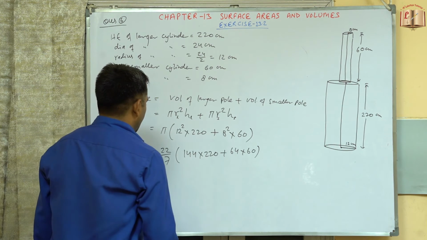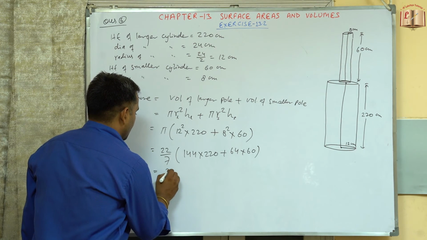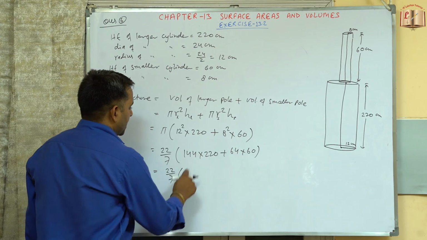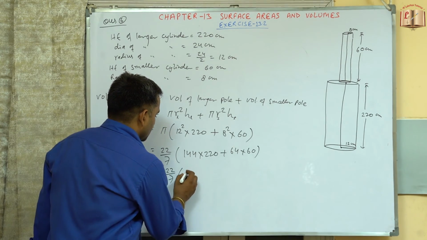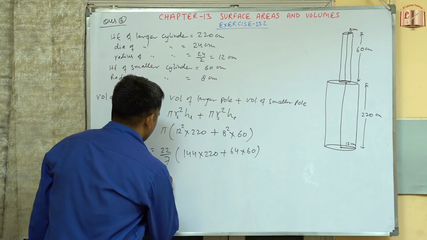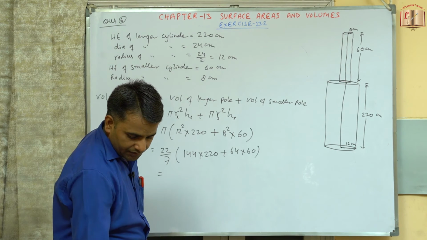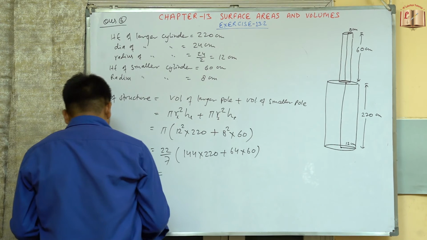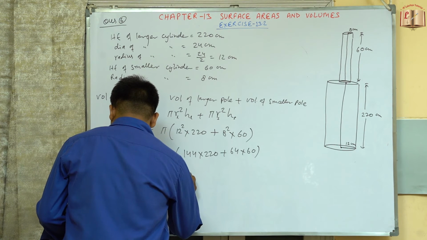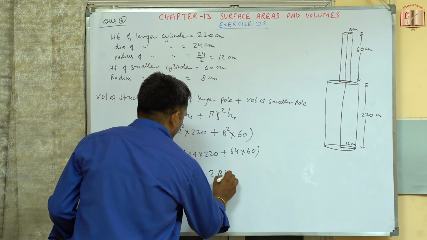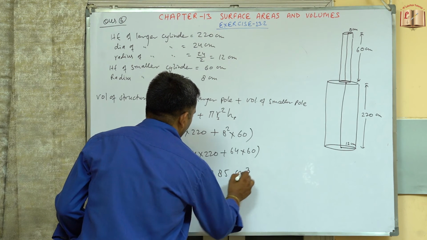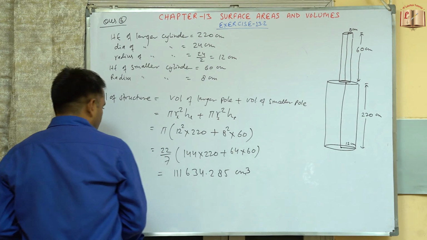So we can find out this. So this will be 22 by 7 times. So this complete comes out to be 111,634.285 centimeter cube. So we got the volume for this.